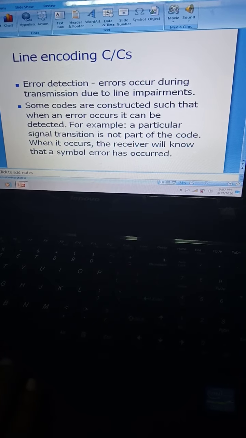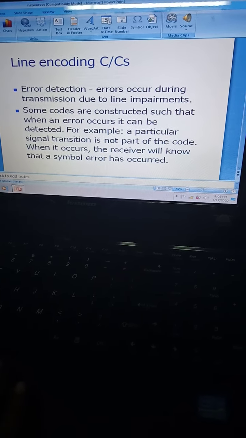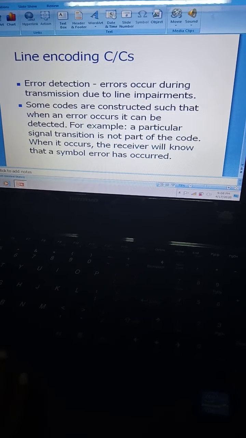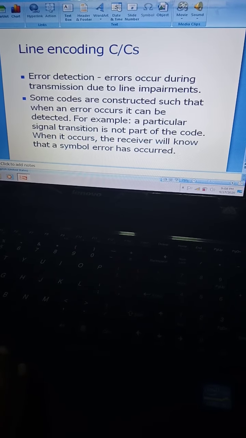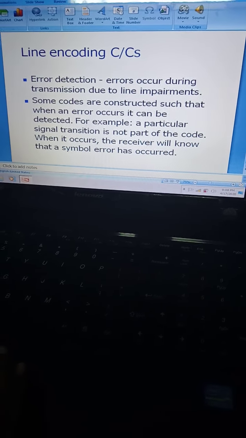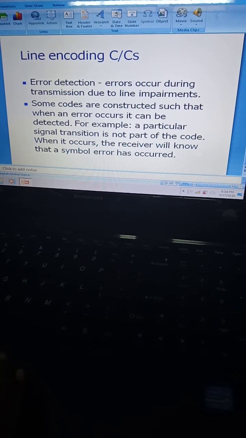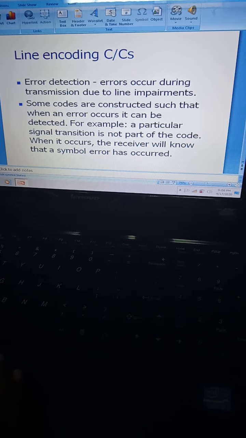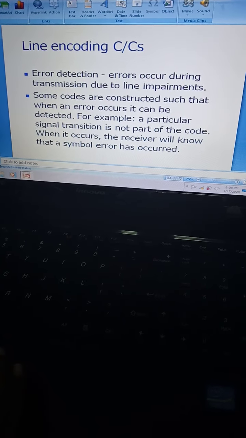Next, line coding methods. So, line coding error detection. Errors occur during transmission due to line impairments. Impairments we have already seen previously: different types of problems occurring in the lines, due to physical damage in carriers or noise disturbances in analog transmissions, and different problems that may occur at intermediate stations or during transmission. So some codes are constructed such that when an error occurs, it can be detected.